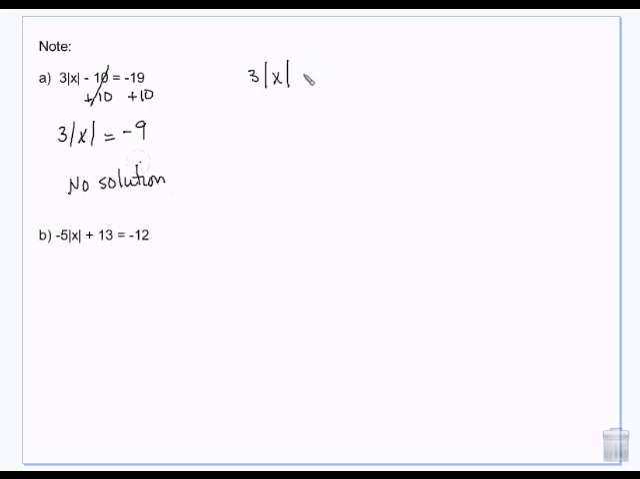Because what if this had been 3 minus 20 equals negative 19, right? Then when I got to this point, it would have been a positive 1, and that would have been okay. And I could have finished. So just because this is negative on this side, don't automatically say no solution until you know for sure that the absolute value is going to equal a negative. Does that make sense?